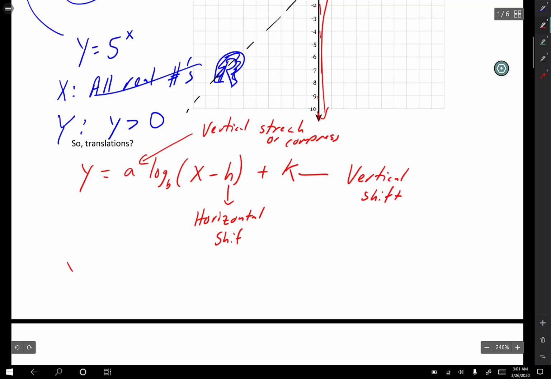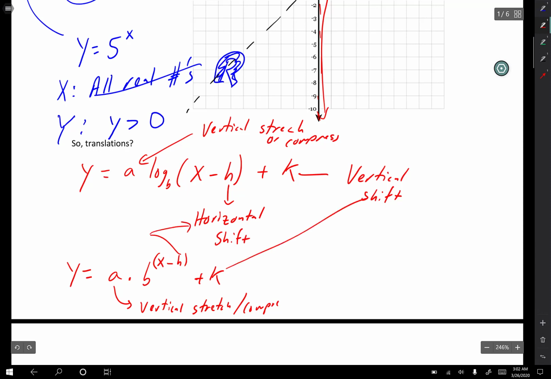Same thing, guys, for exponential functions. So here's an exponential function, a times b to the power x, and I'm going to put a parenthesis minus h, close it, plus k. This a is a vertical stretch or compress. This h is a horizontal shift. I'm just going to go ahead and put the arrow there. And then this k is a vertical shift.